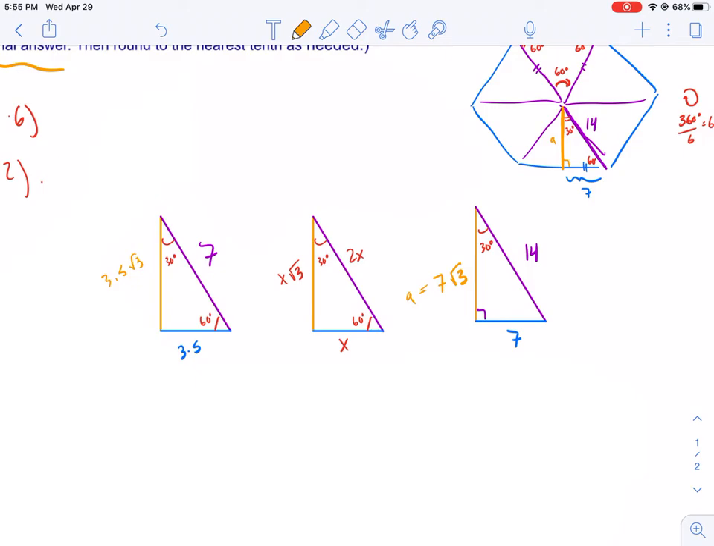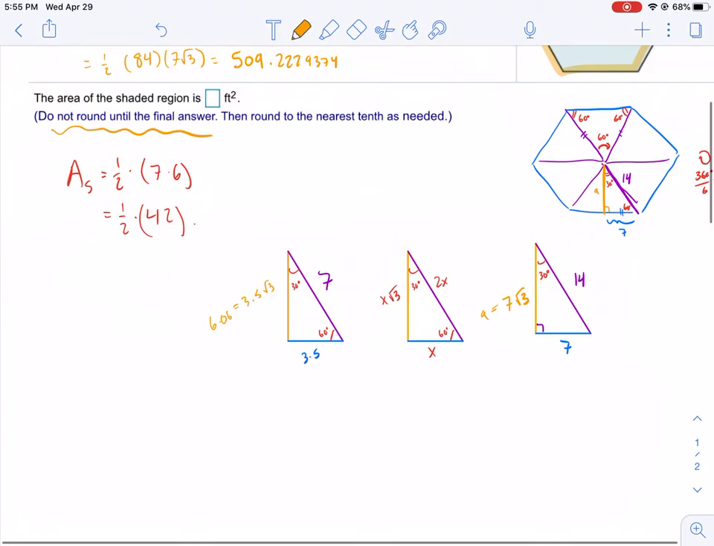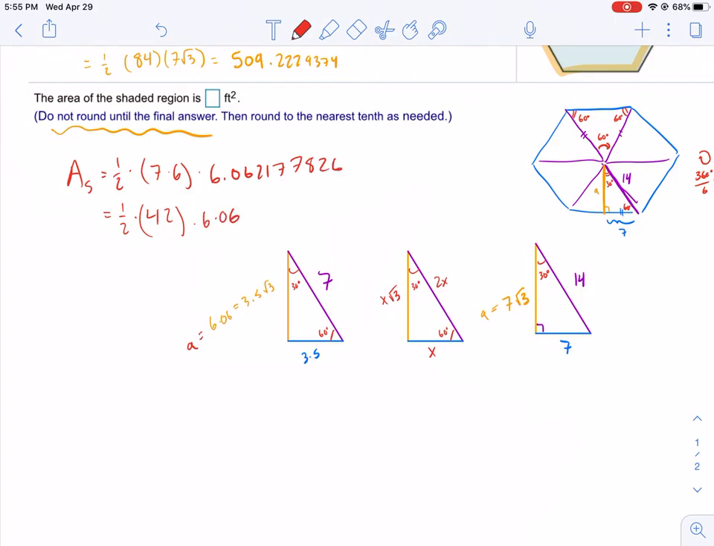3.5 times radical 3. And I'm just going to show you what that is in decimal form real quick. That is about 6.06. Okay, and I'm not going to round it. I'm going to put that whole thing in there soon. That's our apothem, A, times 6.062177826. Okay, I'm just going to round it right here just so I don't have to write that all over again. So I'm just going to take that times 42 right away, times 1/2, and I get 127.3057344. Sounds like a phone number, doesn't it?